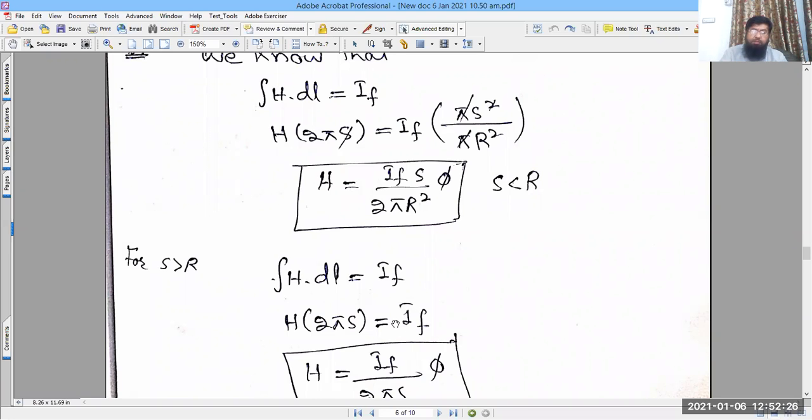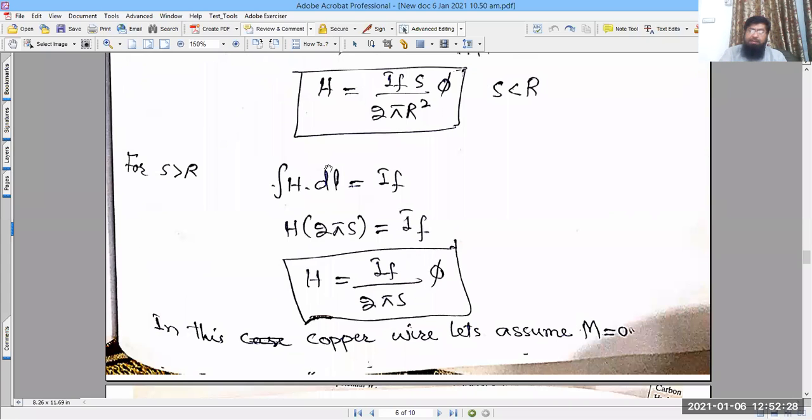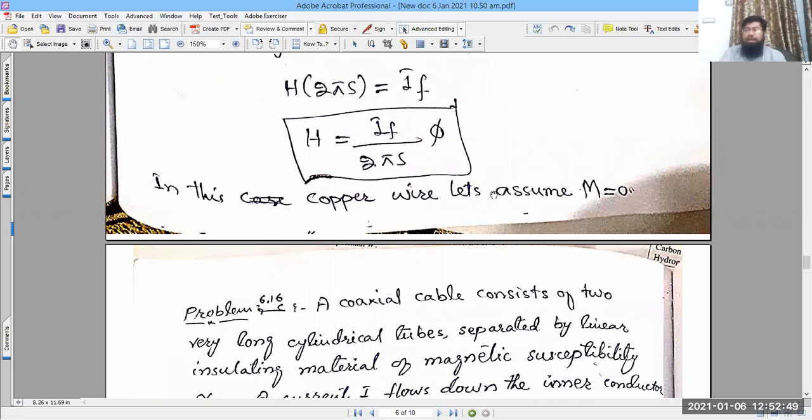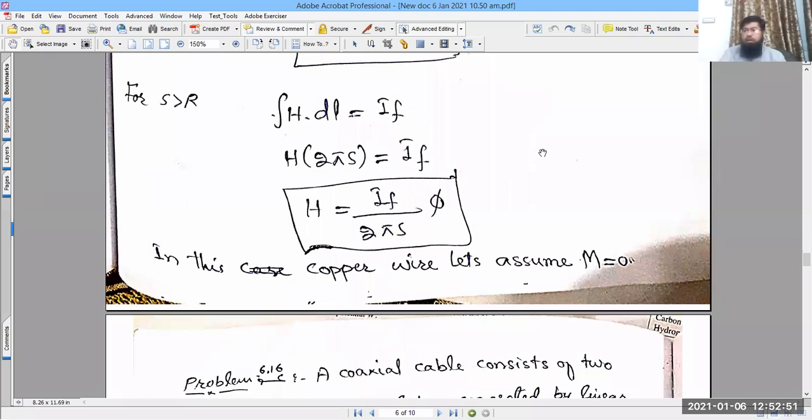So here the integral over dl is equal to 2 pi s. This goes into the cross multiplication, going down. So H is equal to I_f upon 2 pi s. In this case, outside, the magnetization is 0. Therefore H is equal to B upon mu naught, so B is equal to mu naught into H.